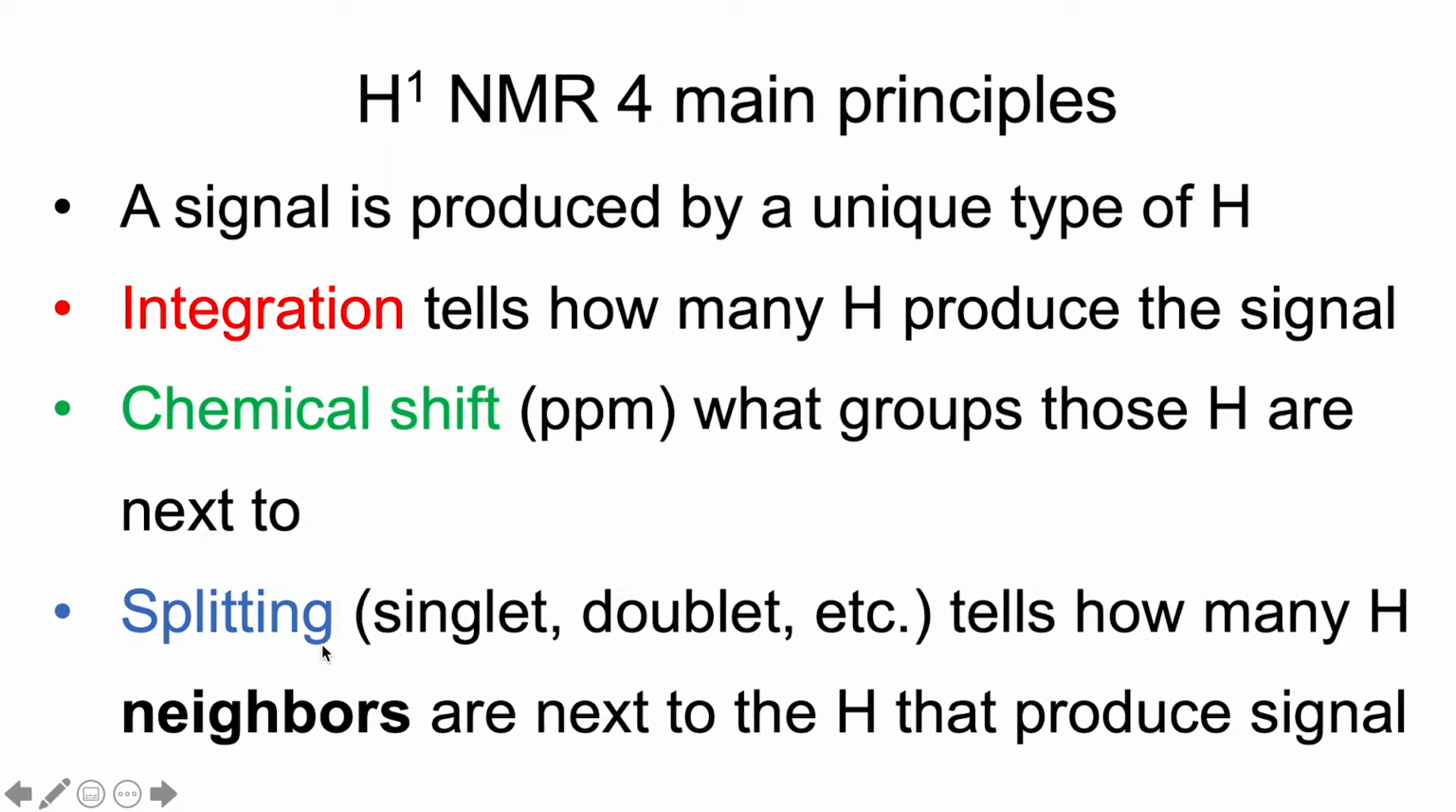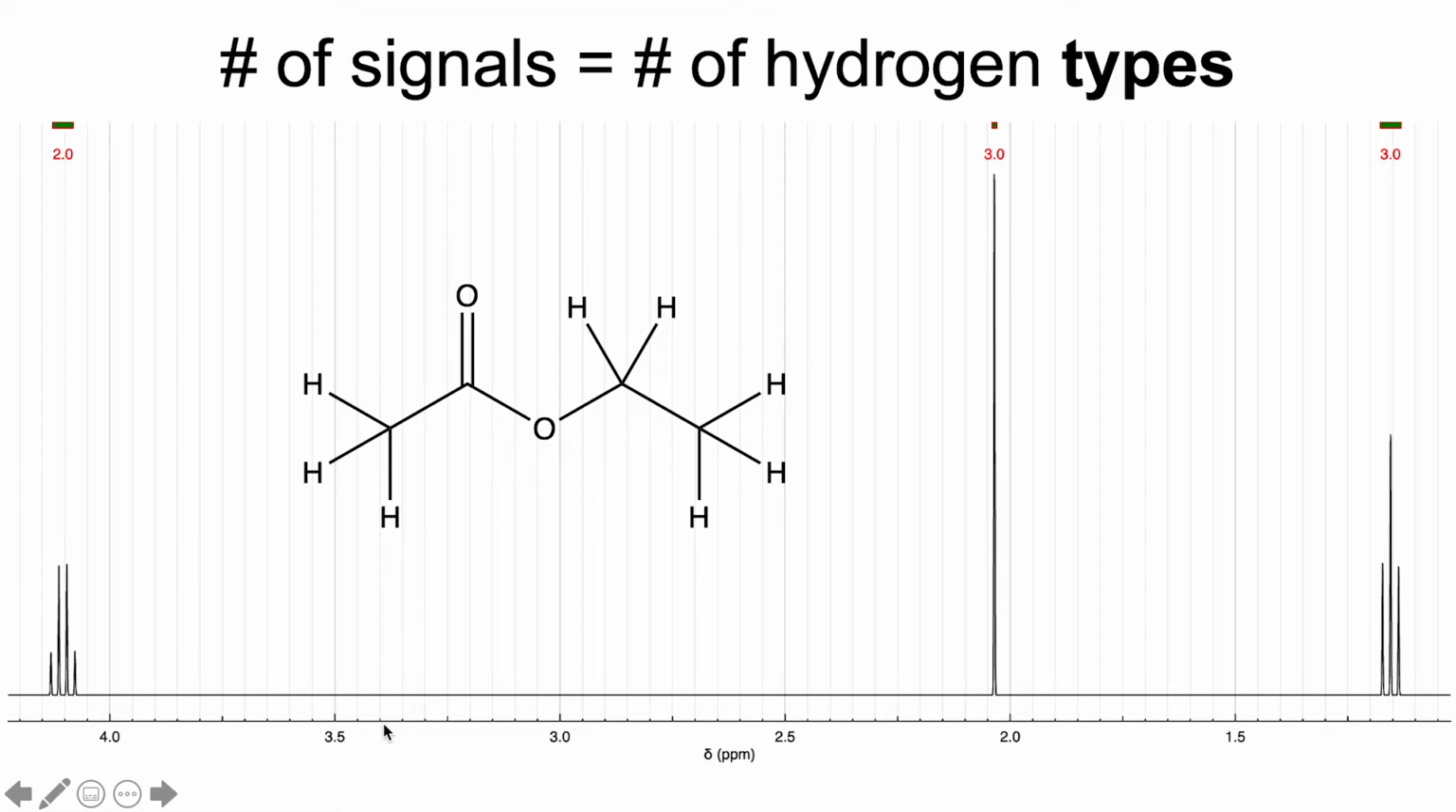Okay, and the final thing is splitting. So splitting is what the signal looks like. So is it split into how many lines, a singlet, a doublet, triplet, etc. And that tells you, this is perhaps the hardest part to understand, this tells you how many hydrogen neighbors there are. Okay, so not how many hydrogen produce the signal, but how many hydrogen are adjacent or right next to the hydrogen that produced the signal. So neighbors.